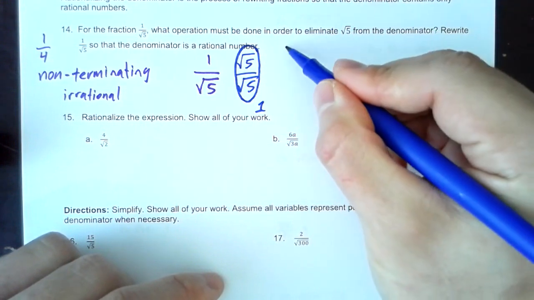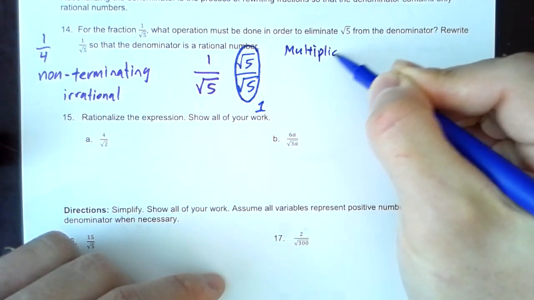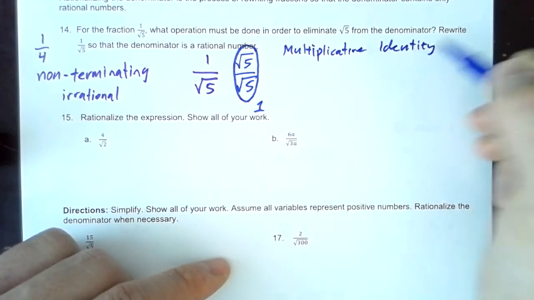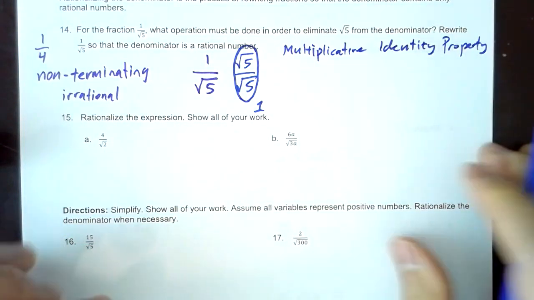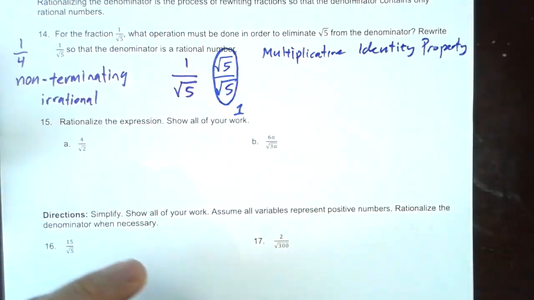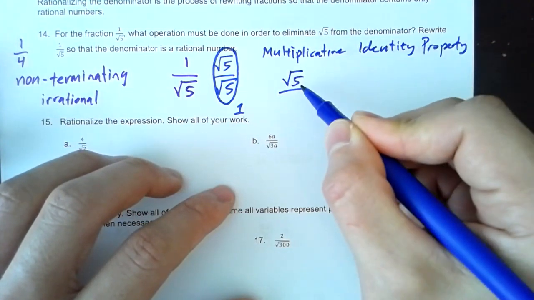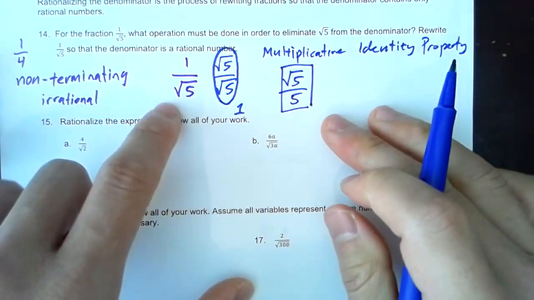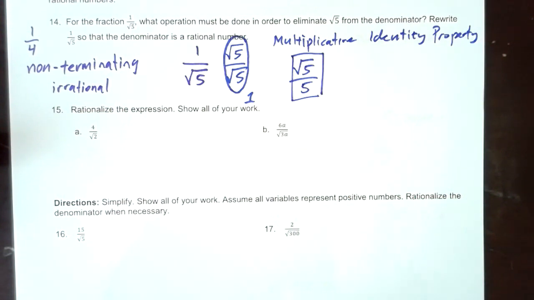Okay, we know that this is the multiplicative identity property, where you can multiply anything by a value of 1 and it will still maintain the identity of the number, right? Final answer here is the square root of 5 divided by 5. Now this looks a lot different than what it used to, but it's because we rationalized the denominator.